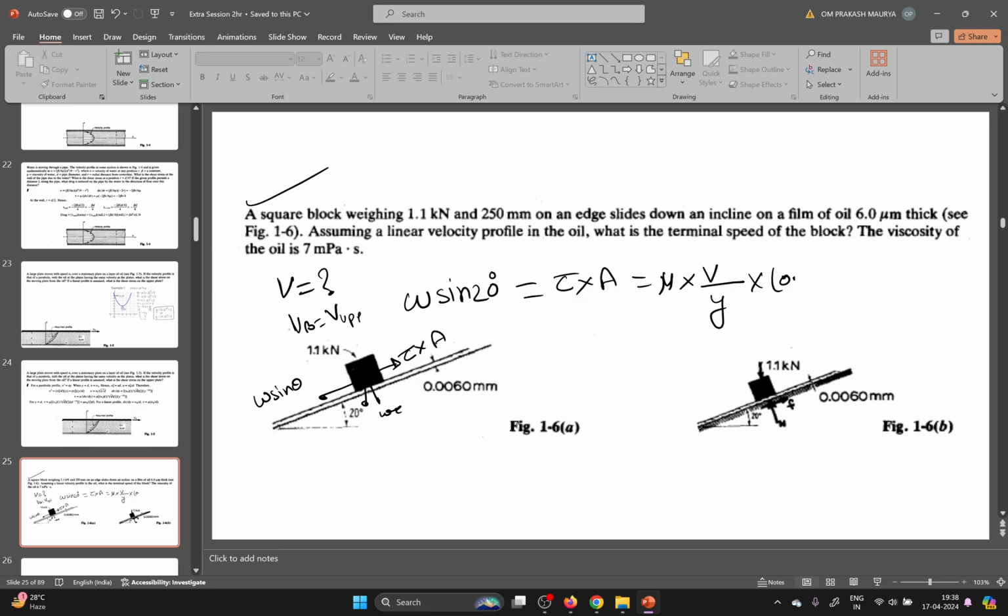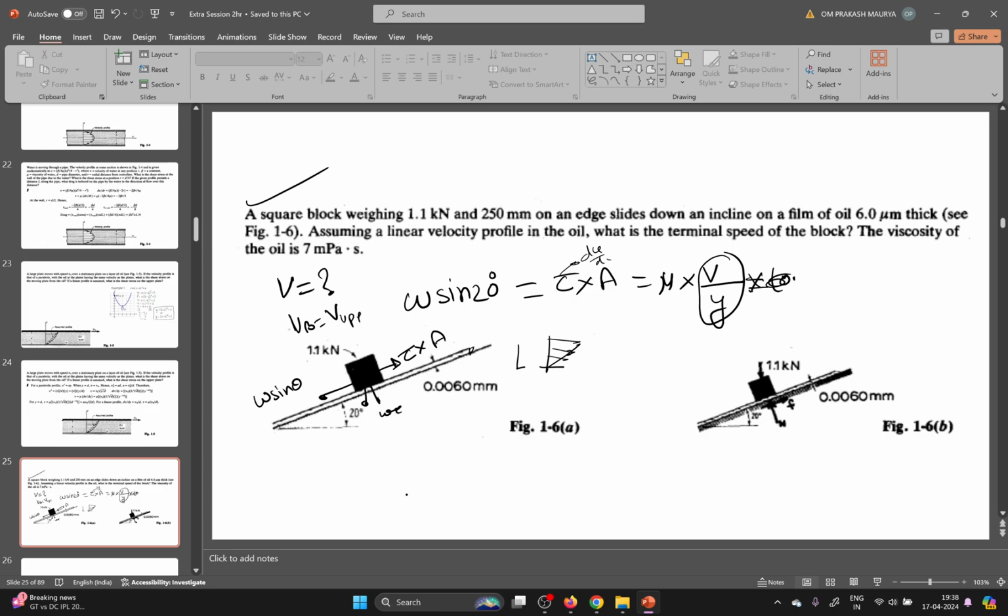So here is your tau, and in the question it is given, you need to consider the velocity profile is linear here. Your velocity profile is linear, that means it looks like that. So if it is linear, you can write your gradient term du by dy like that, v by y. So your final expression is like that.